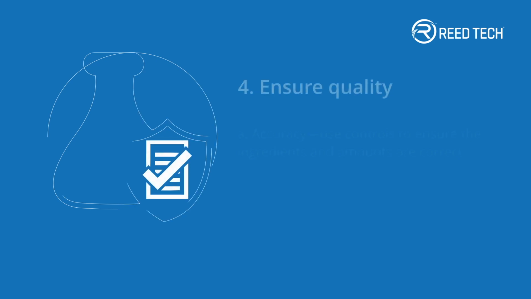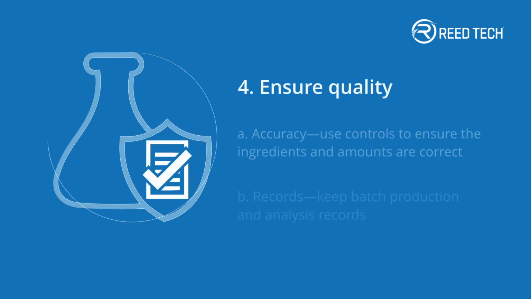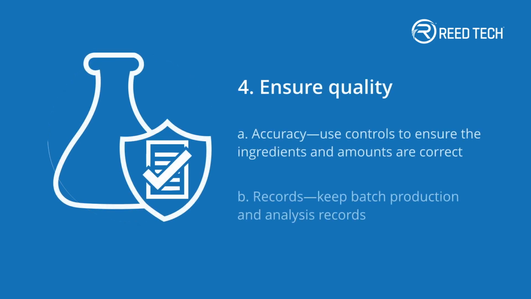Guideline number 4, the manufacturing company needs to ensure the quality of the finished hand sanitizer by checking the accuracy of the process and formula, and keeping records to document the key steps and controls of each production batch.